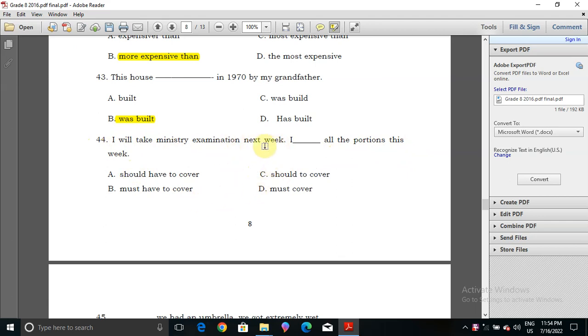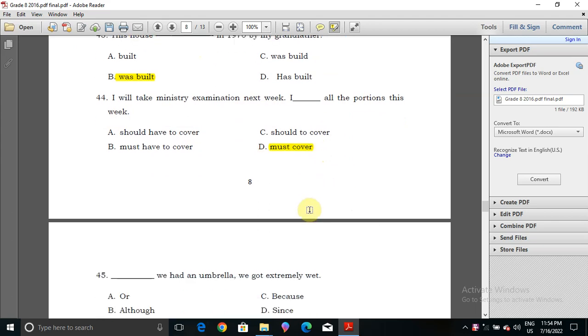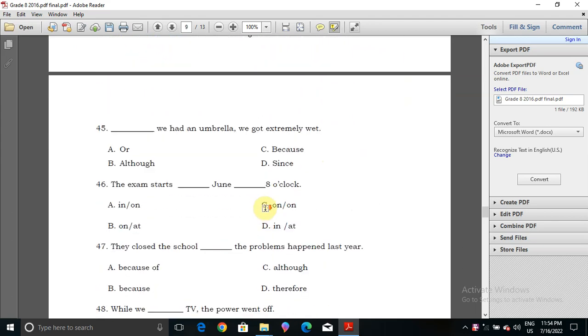So, something like obligation, because something is high. So ministry examination, it's the exam. That means we are going to use the obligation model, which is must cover. I must cover all the portions this week. Something important.